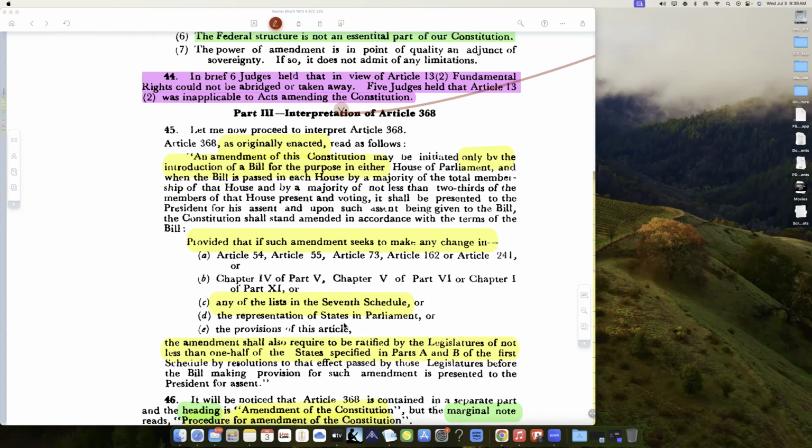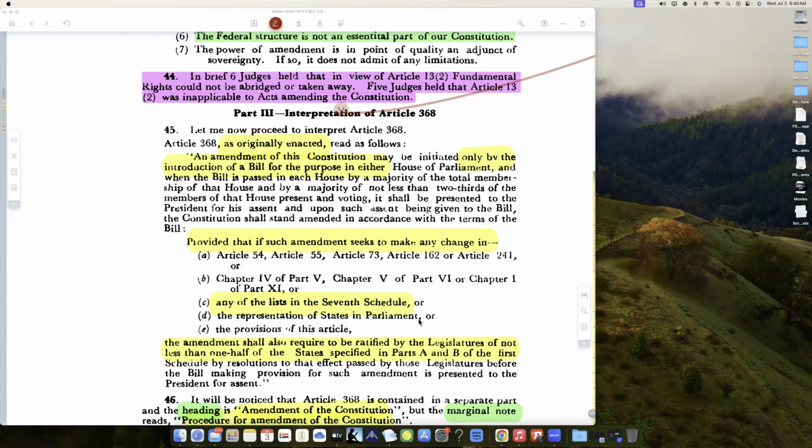Article 368, as it was originally enacted, read: an amendment to this constitution may be initiated only by the introduction of a bill for the purpose in either house. Now you will recollect that in Shankari Prasad, which was the first amendment case, there was a provisional legislature at that point of time, so parliament was not there. One of the challenges was that because you don't have a parliament, the bill itself has not originated. So the bill would originate in either house and it could be passed by majority.